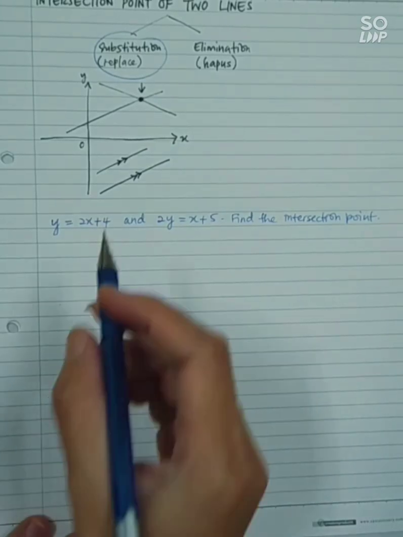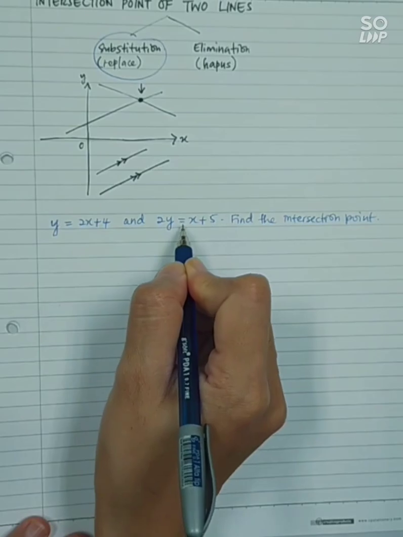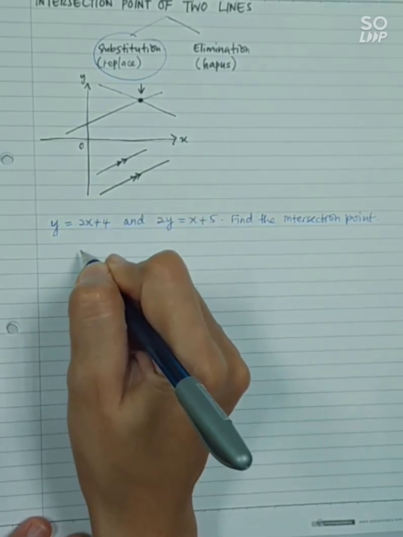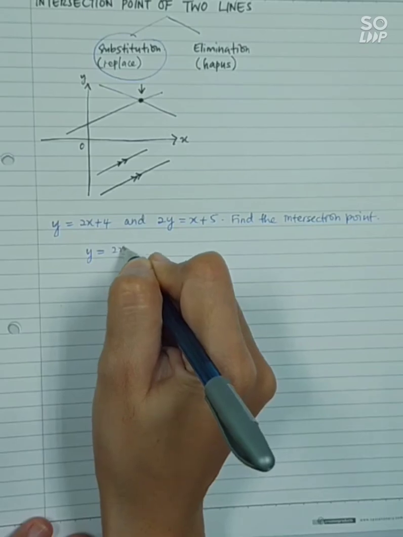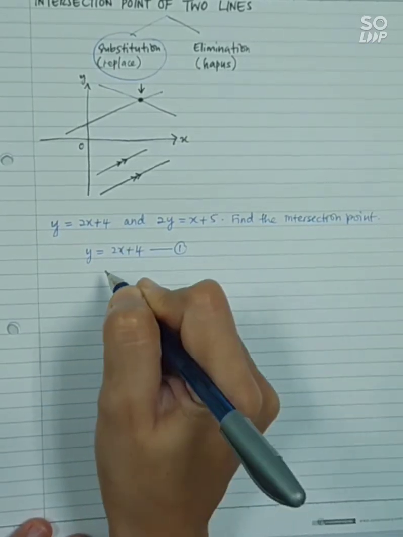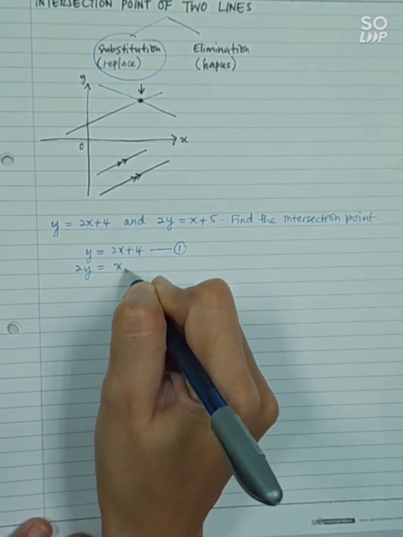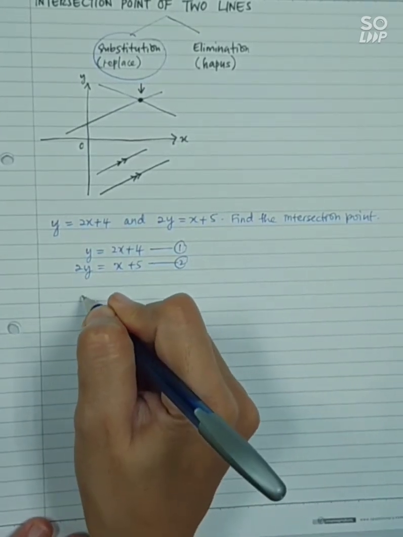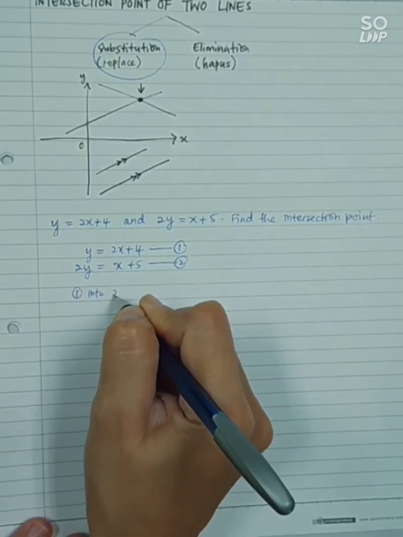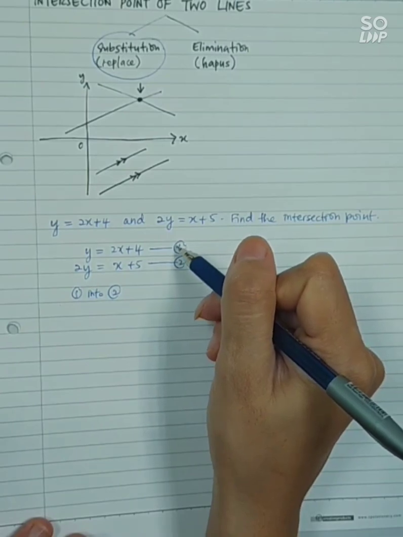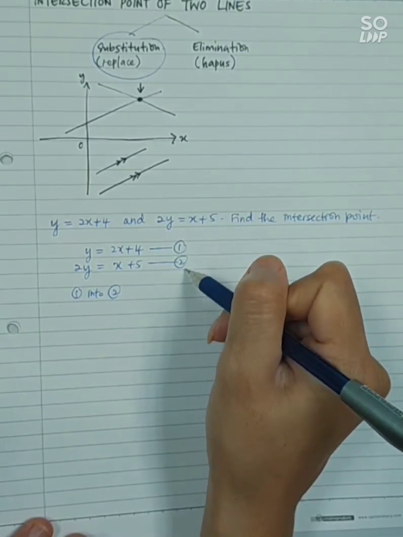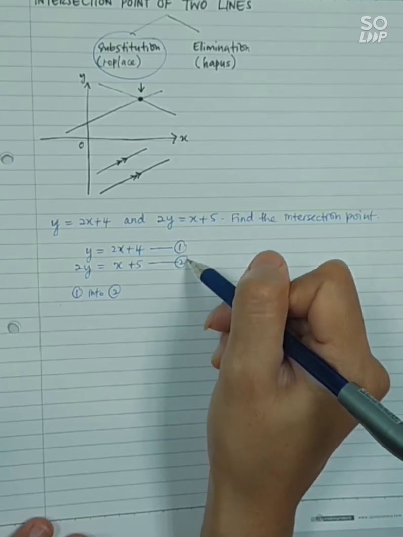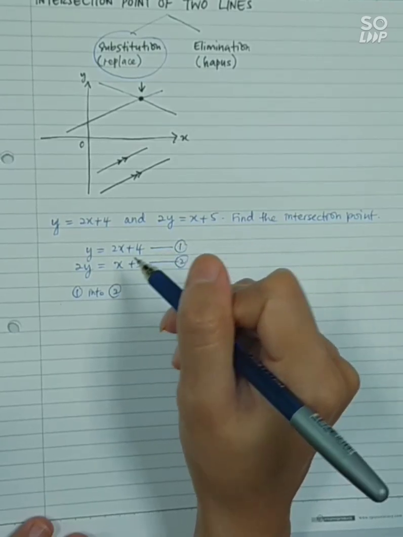In the substitution method, as you can see we have two linear functions. So let's name the first one as equation 1, and the second, 2y equals x plus 5, as equation 2. I purposely write 1 and 2 in circles like this to distinguish that this means equation number, not a regular number.